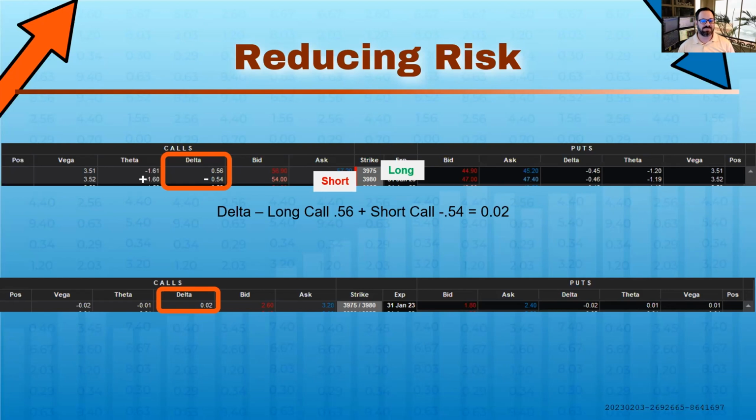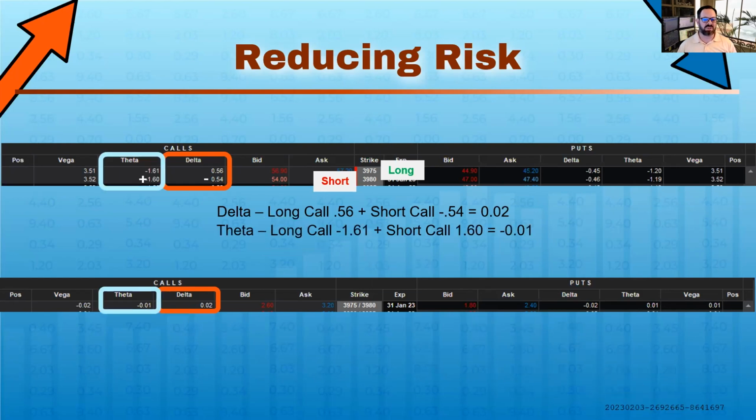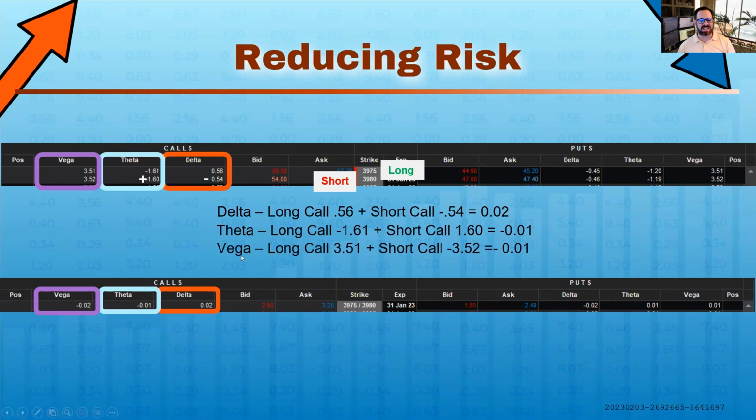That's not much. We'll take a look at what happens with the theta. We've been able to reduce the theta as well. We had the theta, the long call of negative 161, plus the short call of 160. Now we have almost no theta. So it doesn't matter how much time passes, we're not really losing from the effect of time. Basically put the ice cube in the freezer. And we've also reduced the vega in this case. You can see the long call, 351, the short call, negative 352. We've almost eliminated the vega as well.